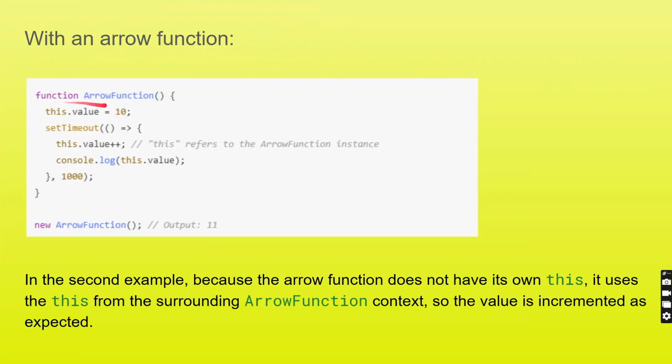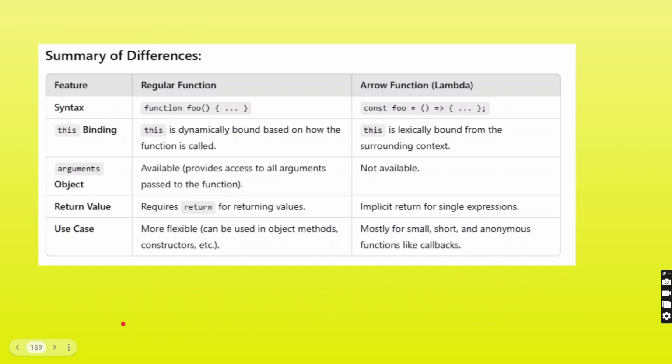With an arrow function, this dot value is initialized with 10, and in setTimeout, value plus plus. This refers to the arrow function instance, so the output is 11. In the second example, because the arrow function does not have its own this, it uses the this from the surrounding context, so the value is incremented as expected.